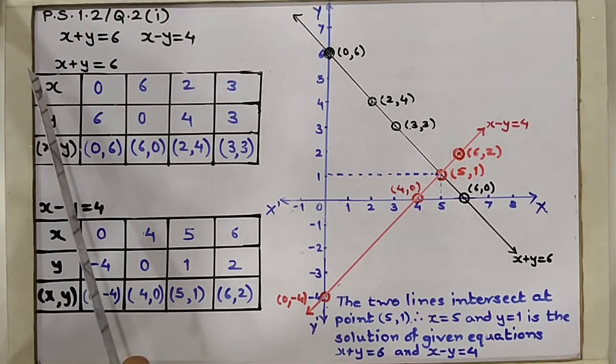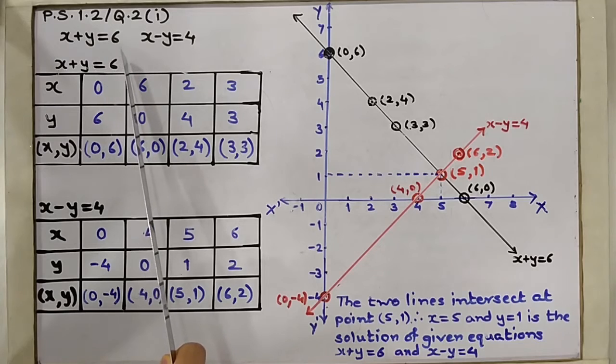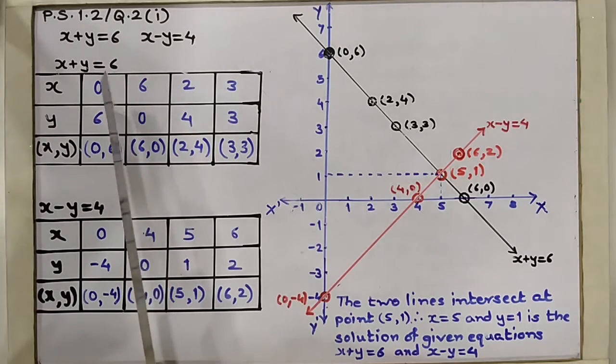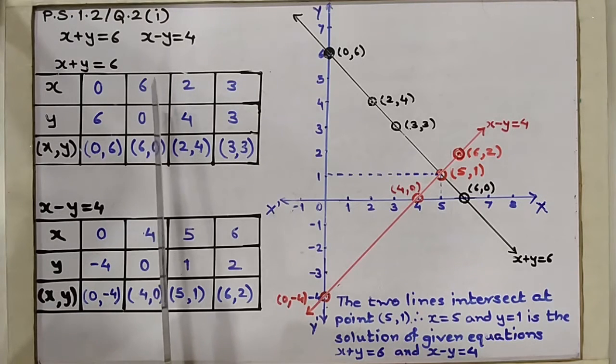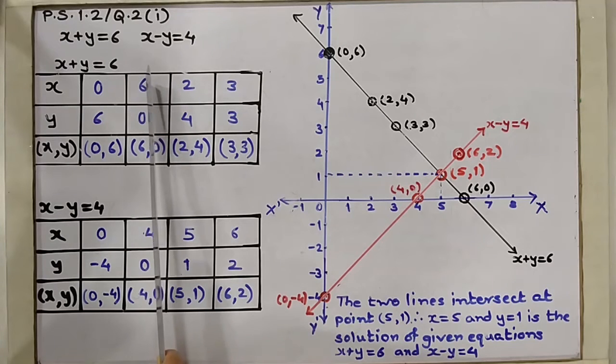The first equation is x plus y equal to 6. In the first case, I have taken the value of x as 0. Then we'll put this value in the equation. So you get y is equal to 6. So the ordered pair is 0 comma 6. In the second case, I have taken value of x as 6. We'll put this value in the equation and you get y is equal to 0. So the ordered pair is 6 comma 0.